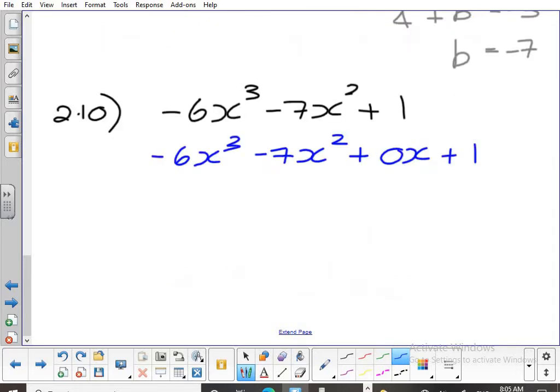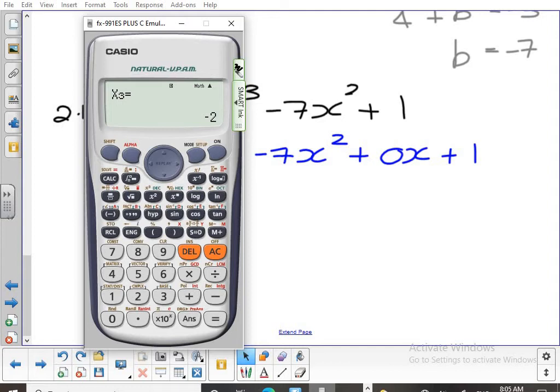So, ladies and gentlemen, I need to factorize. So, first of all, factor theorem. But ladies and gentlemen, we have this stuff with us. Use it. If you don't have it, then this one says this.